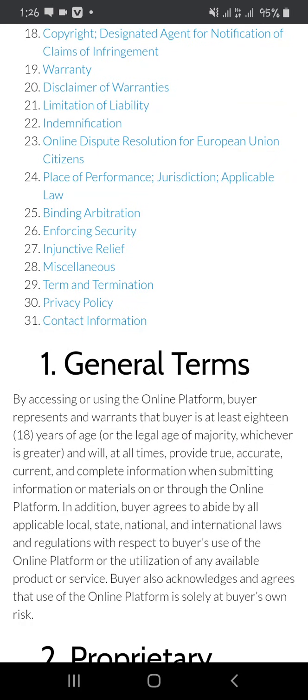First, general terms. By accessing or using the online platform, buyer represents and warrants that buyer is at least 18 years of age or the legal age of majority, whichever is greater, and will at all times provide accurate, current and complete information when submitting information or materials on or through the online platform. In addition, buyers agree to abide by all applicable local, state, national and international laws and regulations with respect to buyers' use of the online platform or the utilization of any available products or services. Buyer also acknowledges and agrees that the use of the online platform is solely at buyer's own risk.